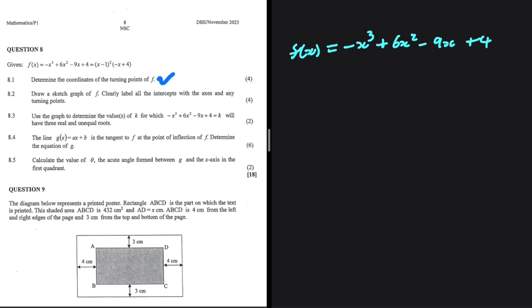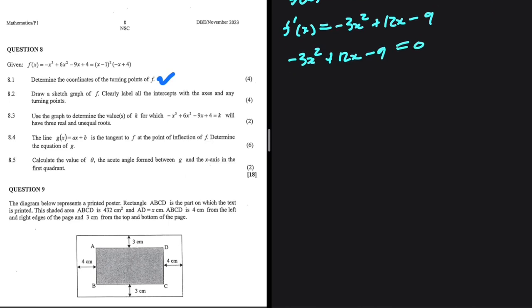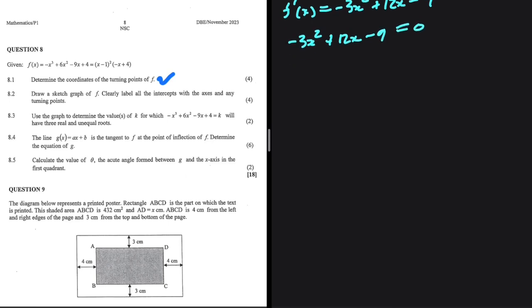So let's go ahead and do that. F prime of x will be equal to, so we simply apply the power rule here. We're going to get minus 3x squared plus 12x minus 9. Then minus 3x squared plus 12x minus 9 is equal to 0. If we divide throughout by minus 1, we're going to have 3x squared minus 12x plus 9 equal to 0. Let's go ahead and factorize this.